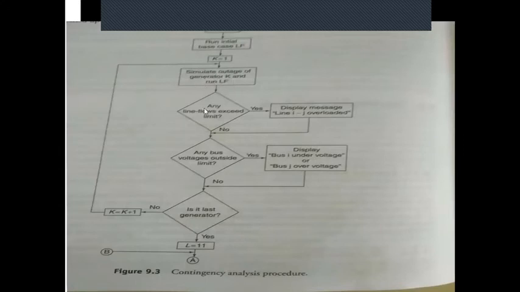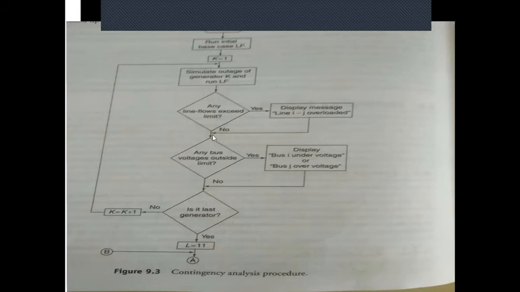After you do the load flow analysis, you will come to know the power flow in the various transmission lines and voltages at various buses, active power and reactive power. But here we are mainly interested in the power flow in the lines as well as the voltages. So these have to be observed. After the load flow analysis, you have to see if any line flow exceeds the limit. If yes, that has to be displayed. Display the message that a particular line I to J is overloaded.